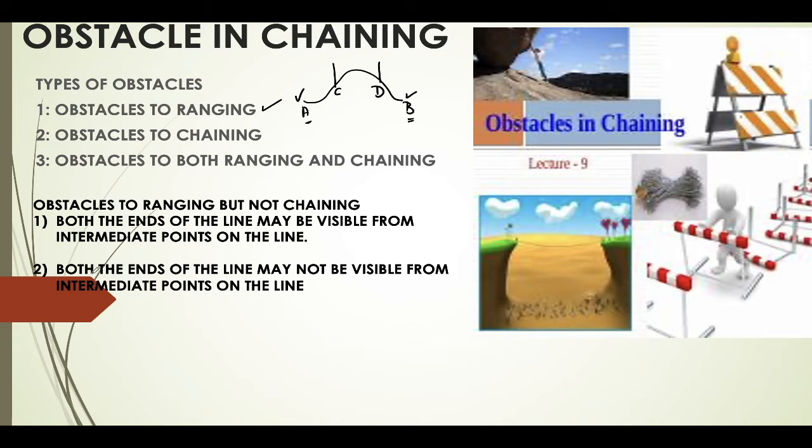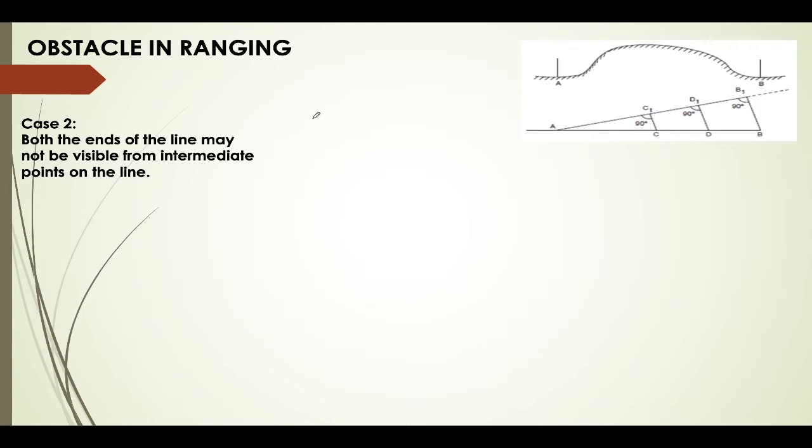The next case is where both the ends of the line may not be visible from intermediate points on the line. So in this case, A and B are not visible from the intermediate points either. C and D are my intermediate points, and if I check from C, A is not visible, and when I observe from D, A is not visible, and the same case from C and D, B is not visible. So in this case, we need to measure the distance between A and B, considering C and D as intermediate points.